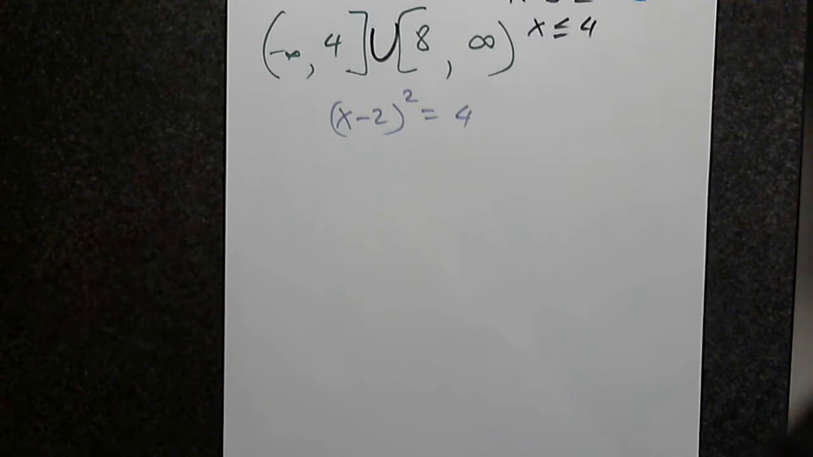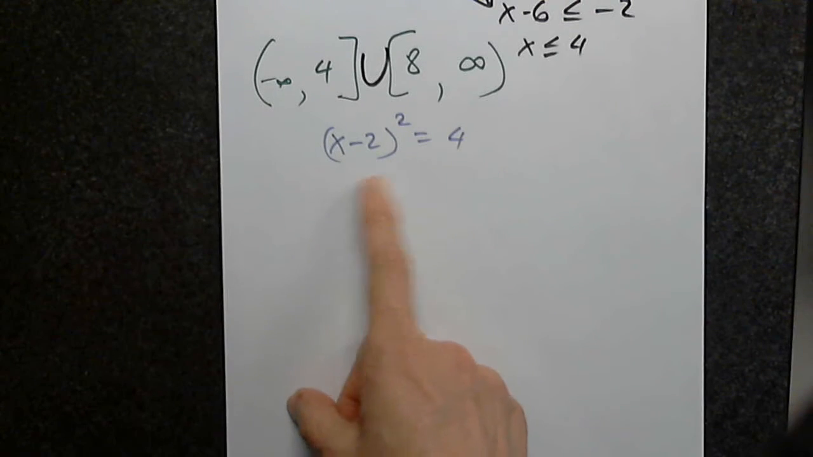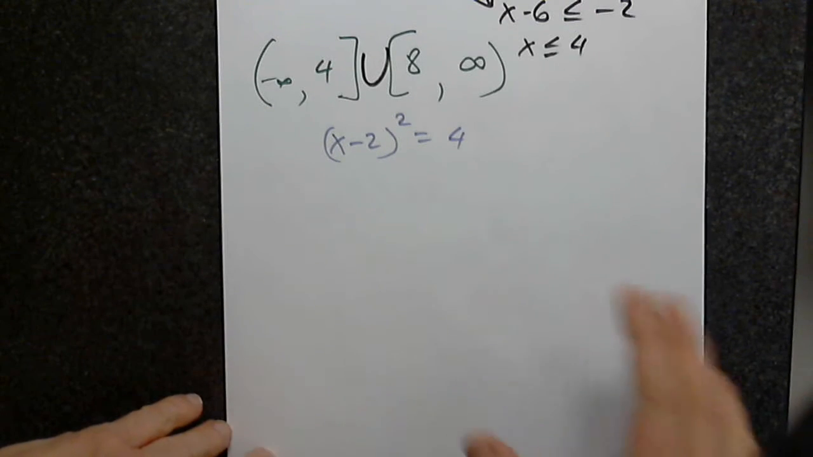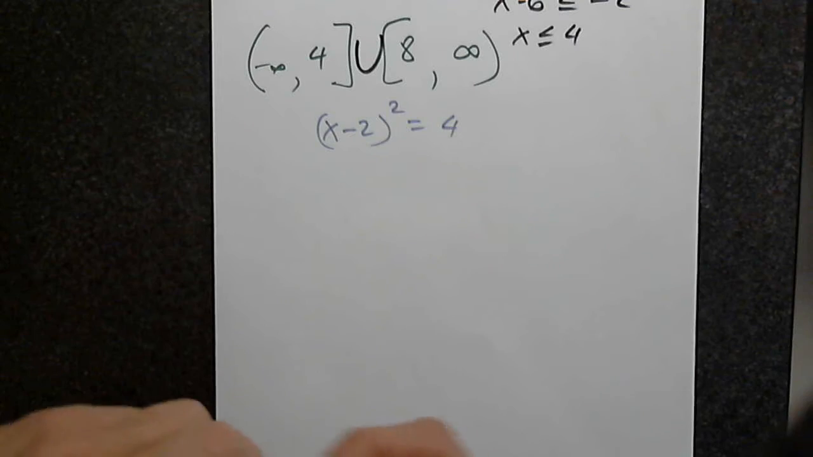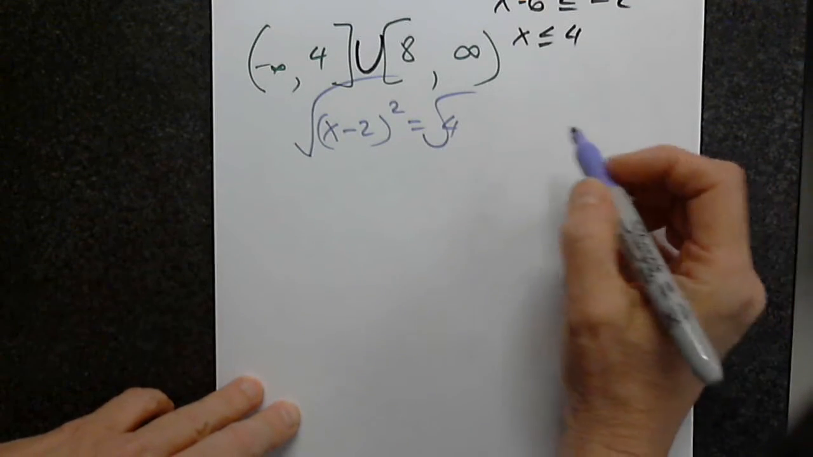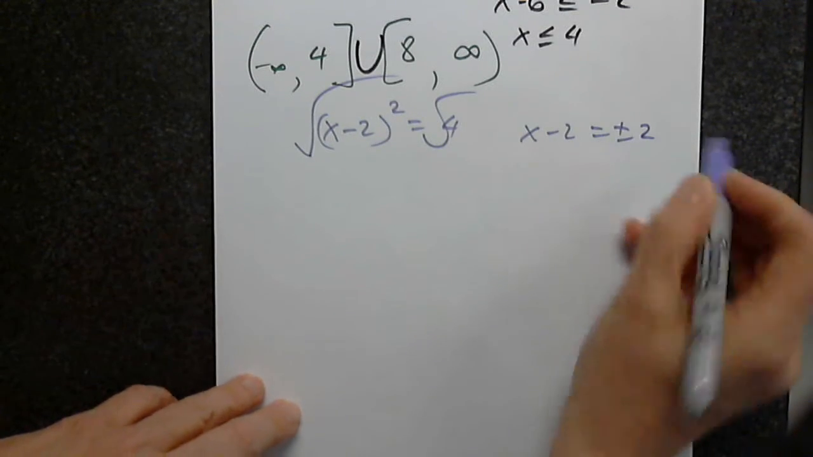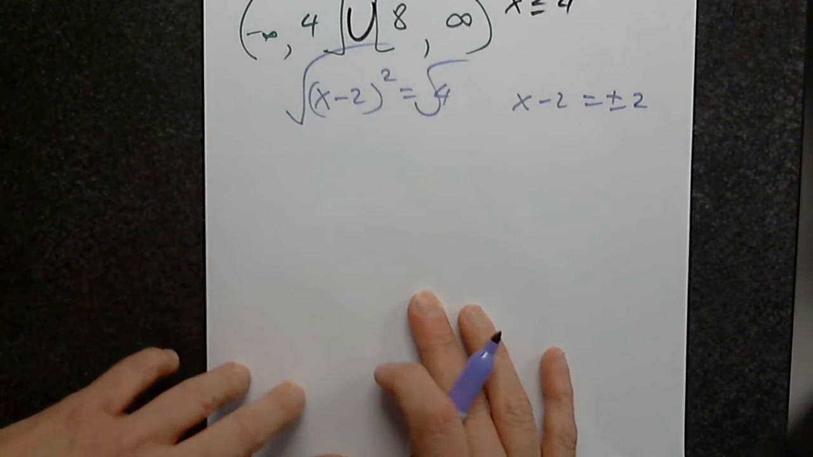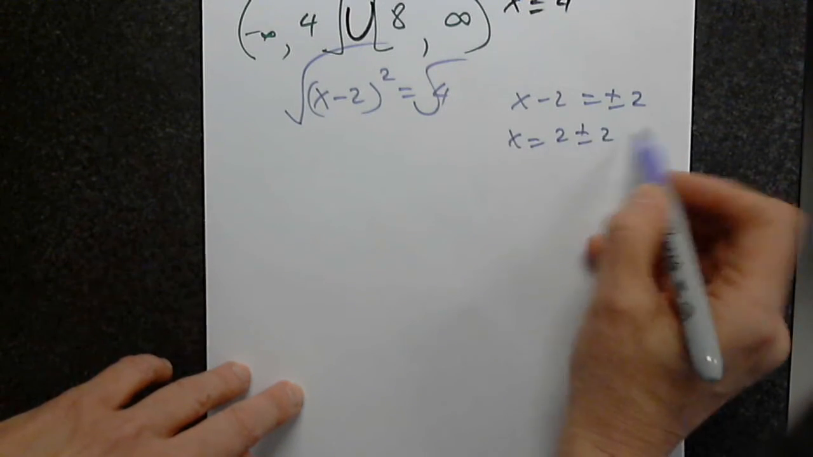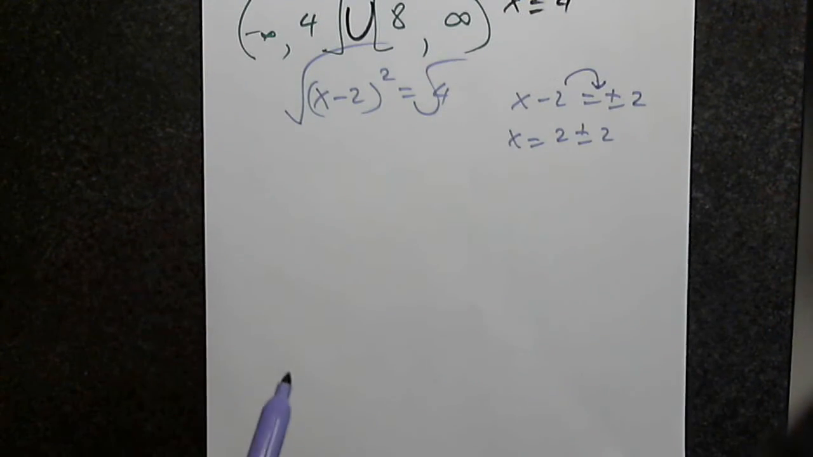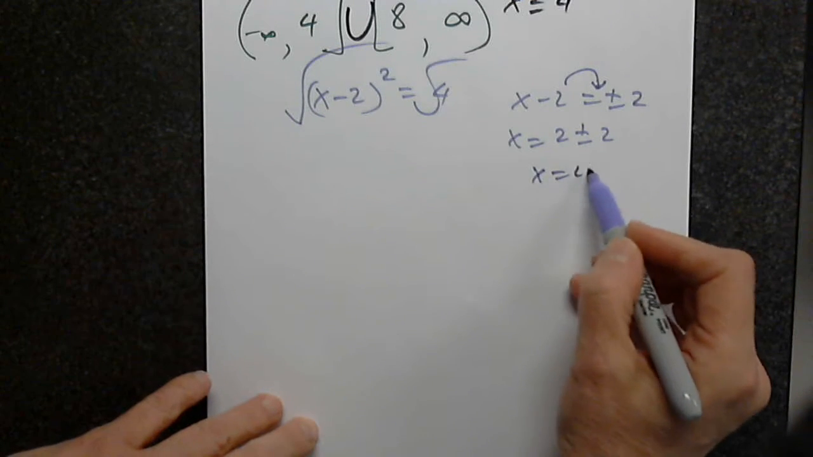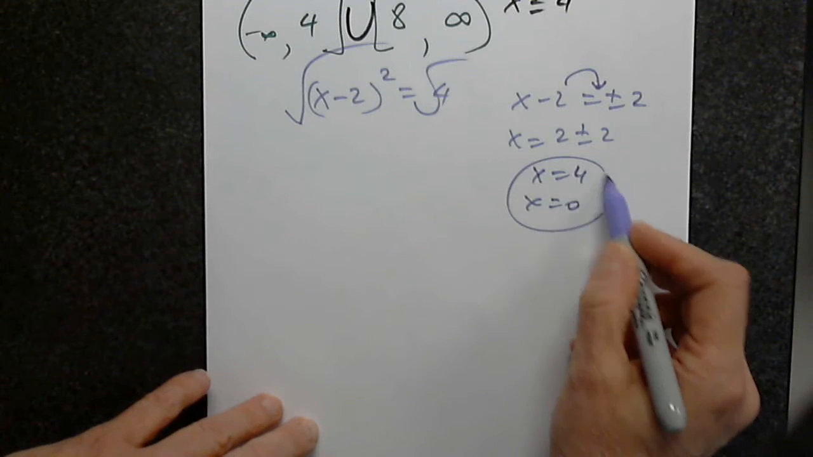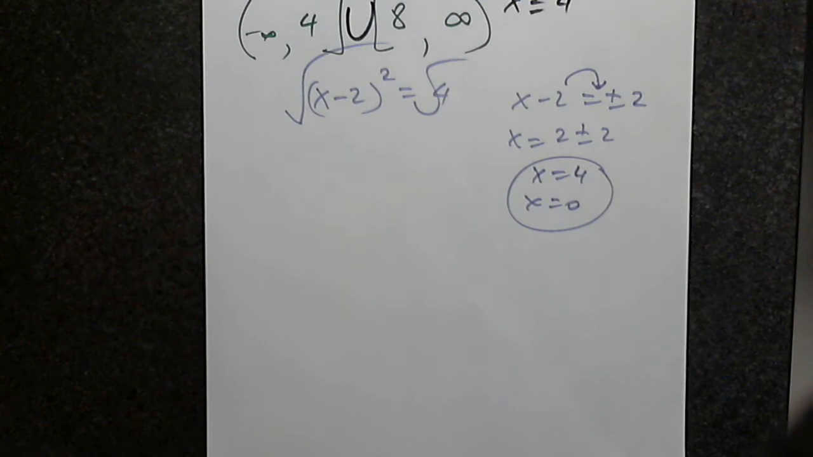I'm not going to square, get 3 terms and add 4 to both sides, because this is way more difficult. But right away, I take the square root and I get this. And then I get this by moving negative 2 to the other side and it becomes positive 2. So then 2 plus 2 is 4 and 2 minus 2 is 0.